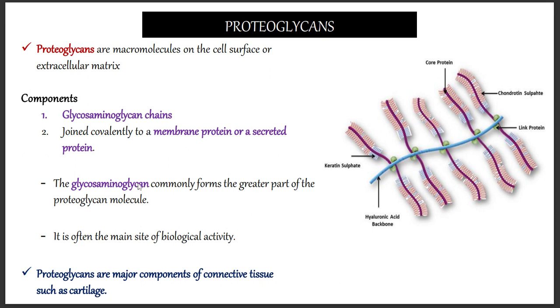So the glycosaminoglycan itself, when you're talking about this proteoglycan, is the main site for biological activity. Even if you have a protein, it's not the main portion where the activity of this glycoconjugate is going to happen. Proteoglycans are very important in connective tissue, and they are the major component of connective tissue such as cartilage. Cartilage is a type of connective tissue.